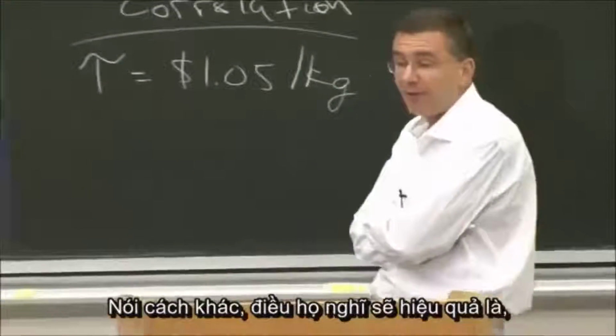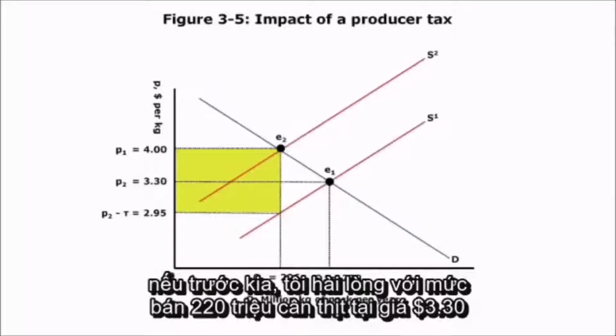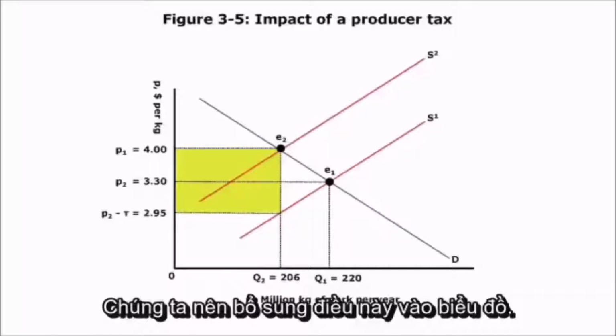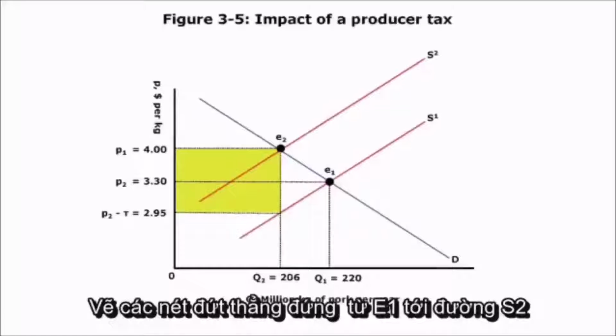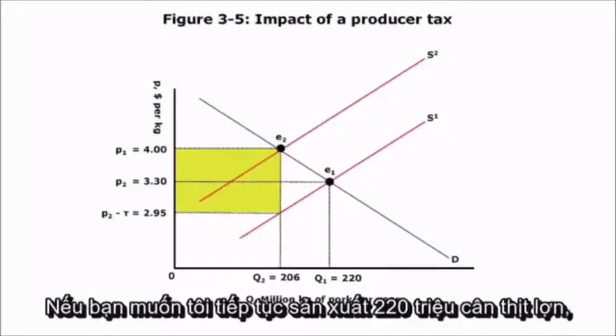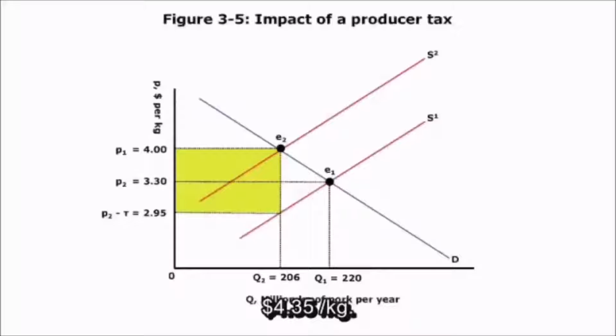So in other words, what they say is, look, if I was happy before selling 220 million kilograms at $3.30, to keep me equally happy selling 220 million kilograms, I'm going to have to raise the price. We should add this to the graph, actually. If you draw a vertical line up from E1 to the S2 curve, a little dashed line, and then over, that price intersection will be $4.35. So if you want me to keep producing 220 million kilograms of pork, I'm going to have to get $4.35 a kilogram.